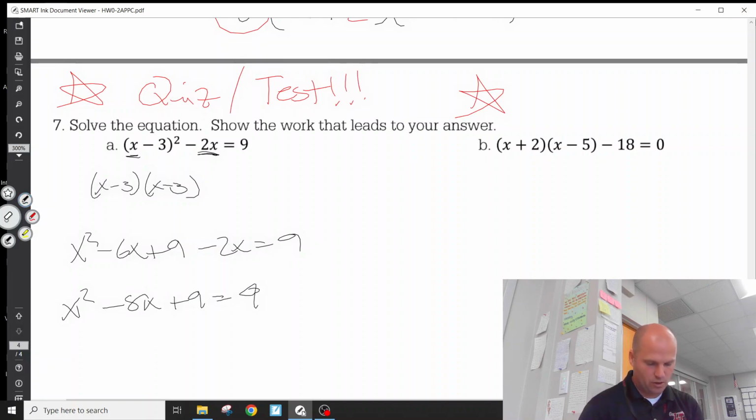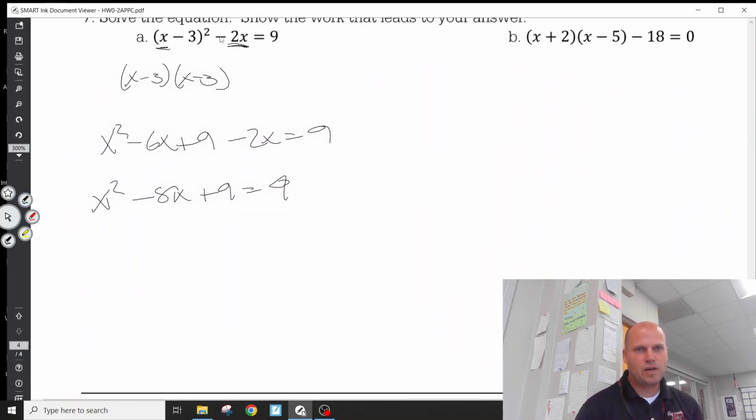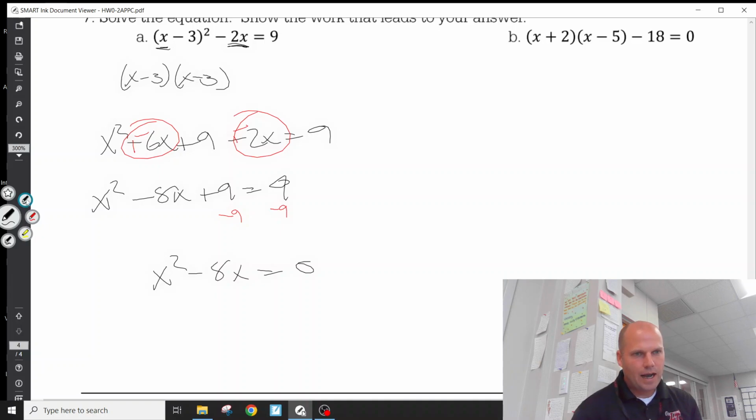I'm sorry for being so messy, but I hope you understand. I just distributed. I still have the negative 2x. I have the 9. I just combined the negative 6x and the negative 2x. I will subtract the 9. That's gone. I get x squared minus 8x equals 0. I can factor out an x. Since I have an x factored out, I have solutions 0 and 8.